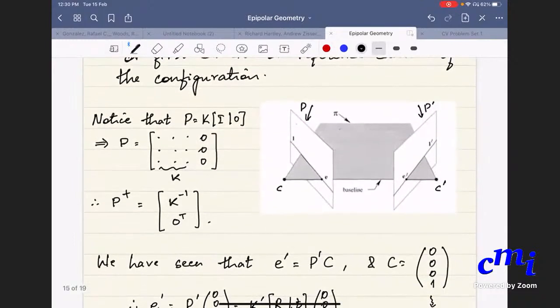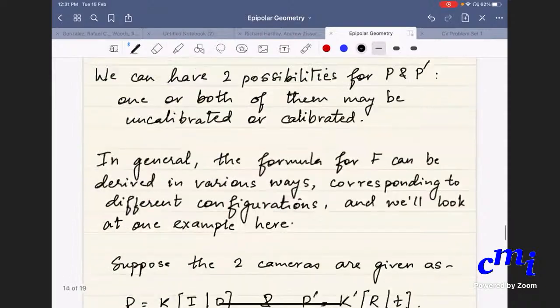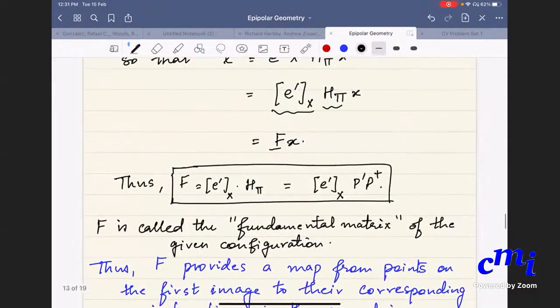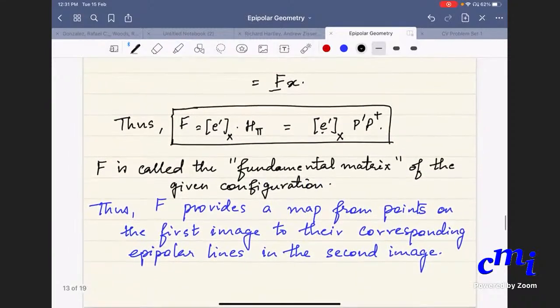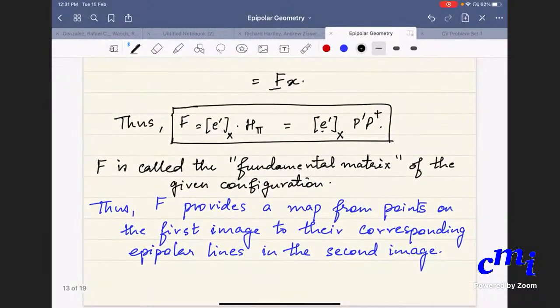Okay, so remember, for this computation of F, we require three things. We require this epipole, which can be obtained as we saw before: E prime is just the image of C in the second camera, so E prime is P prime of C. We require P prime and we require P plus. Well, P prime is given to us. We need to compute P plus, which means the pseudo inverse of P.